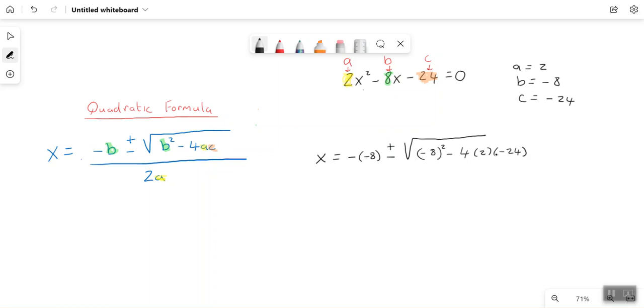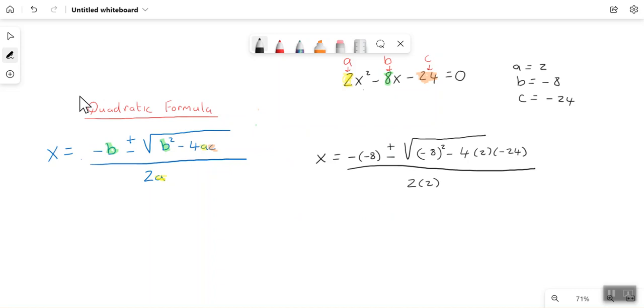So just be careful, make sure and put in each of the values in brackets like so, and if it's a negative value, make sure and put it in. And then that's all going to be over 2 times the value for a, which is 2, okay, like so. So if you just do this, you'll get the majority of your marks in your exam.